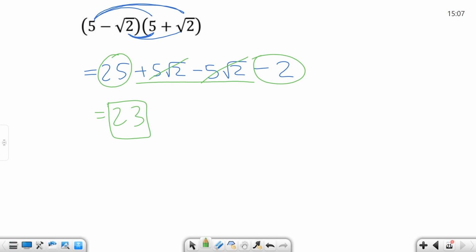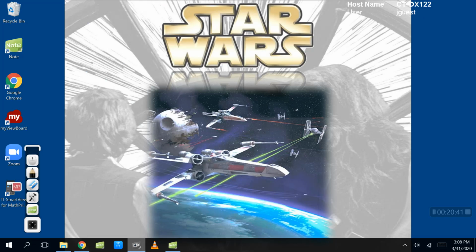Okay? Now this works with square roots in two terms. Something called a conjugate. You write down the two terms, and typically we change the sign in between them, but it can actually be either sign that is changed. All right? So I hope this helps you in multiplying roots and radicals.